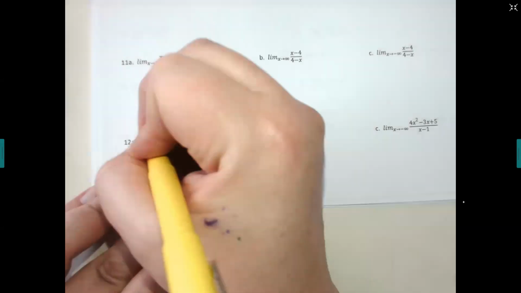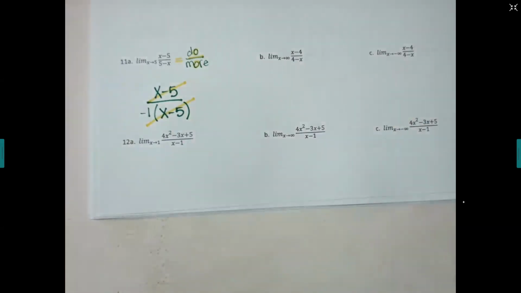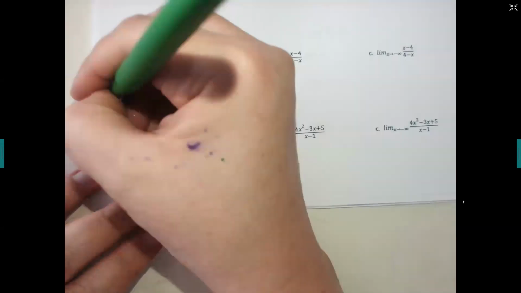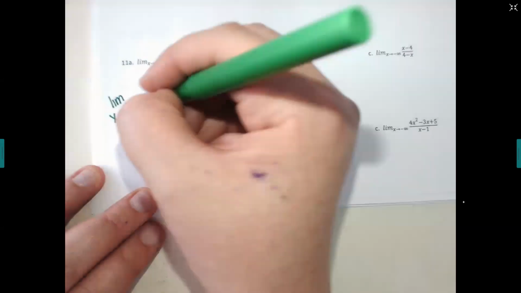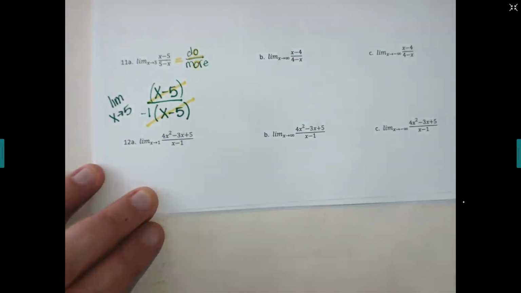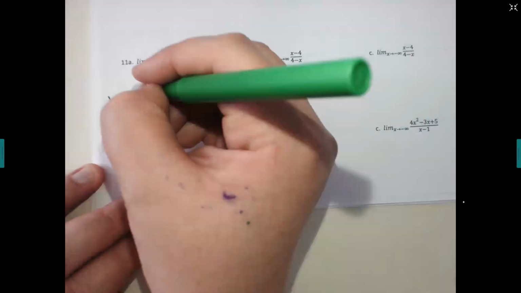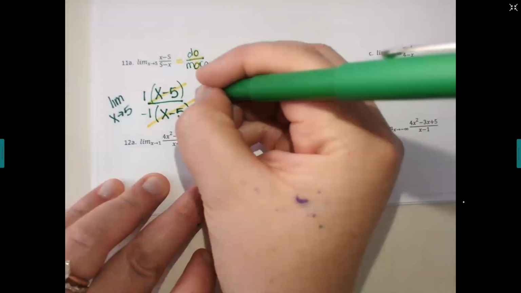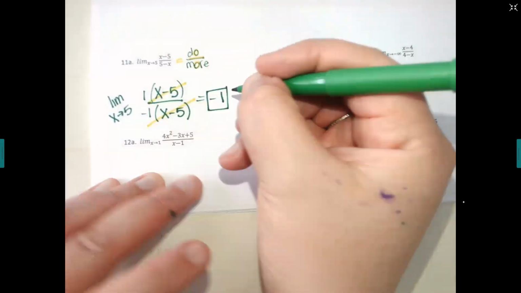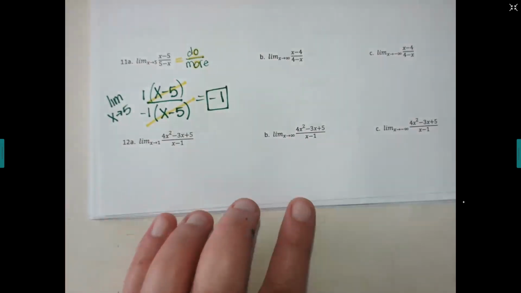Cancel these guys out. And then I want to apply my limit as x approaches 5. Okay, but then I notice that I don't have anything left on top. That's a problem. If you cross everything out on top, what do you leave as a placeholder? 1, very good. Okay, and then if I had an x, I would plug in 5, but I only have numbers left, then just divide them. What is 1 divided by -1? That's your answer, -1. Okay, but if there is a number, plug in whatever x is approaching.